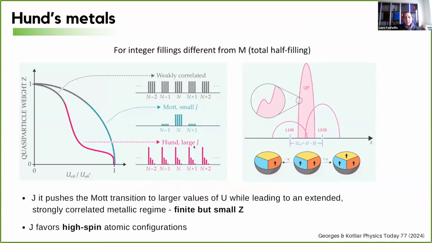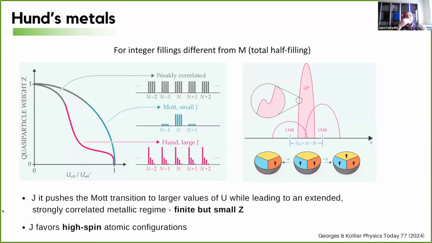So I'm going to use, again, this nice visual that I found in Physics Today, that also Luca mentioned, by Antoine Georges and Gabi Kotliar, which appeared recently in Physics Today, to summarize the few concepts that Luca already mentioned. So what we understood so far is that J favors high spin atomic configurations. So if you look at the system in which the correlations are controlled by the Mott U, let's say, so small J, or if you look at large J, you have a different kind of multiplets that are populated. In the case of Hund's, you have more configurations allowed, but all of them share the same property of maximizing the spin locally.